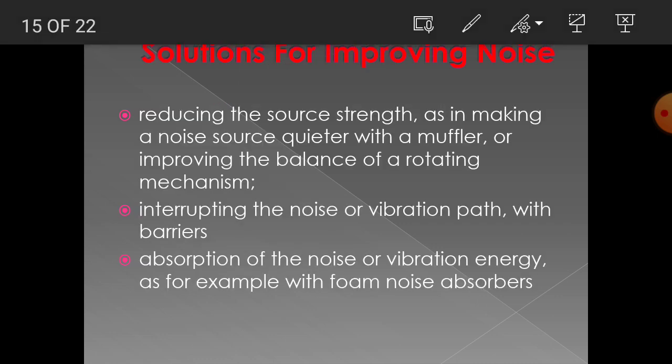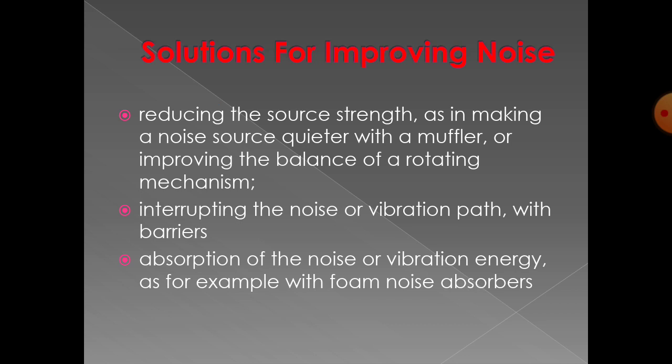Okay, then solutions for improving noise. Reducing the source strength, as in making a noise source quieter with a muffler, or improving the balance of a rotating mechanism, right? When noise is produced at a source, we reduce that noise, so it is overcome, obviously. Then interrupting the noise and vibration path with a barrier: we break that noise or vibration path with the barrier, and then the noise or vibration will be reduced. Then absorption of the noise and vibration energy, for example with a foam noise absorber, right? So these are the simple solutions for improving the noise.